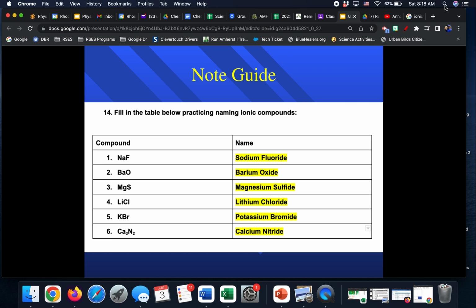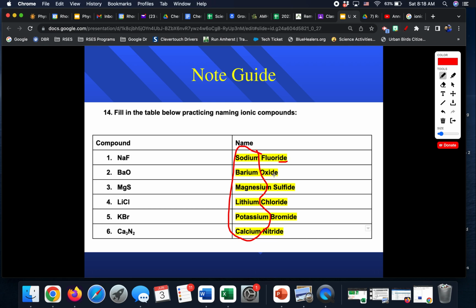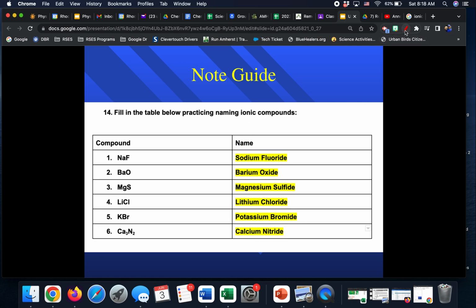There's your answers, and if you notice, the first word each time is just the name of the element. Every second word ends in "ide" instead of its normal name. The reason being, all of these elements are in group 1 or 2, and whenever that first element's in group 1 or 2, this is how we're going to name it. And you should be good.